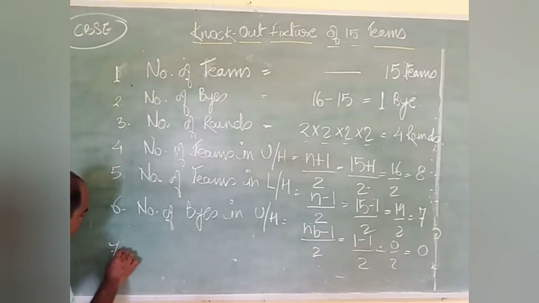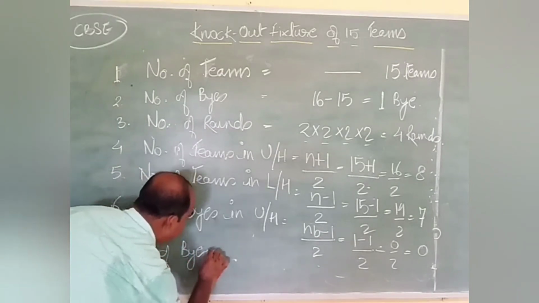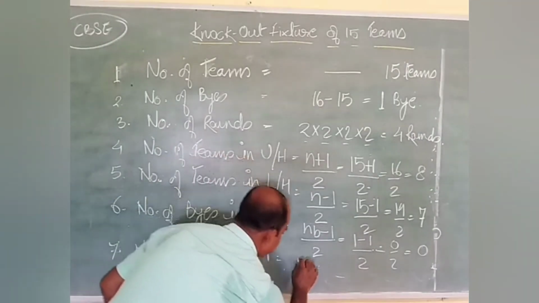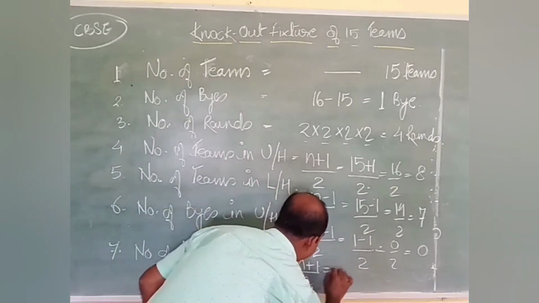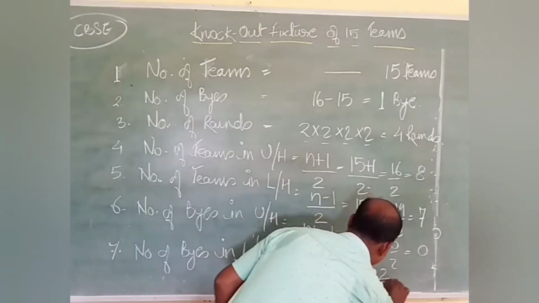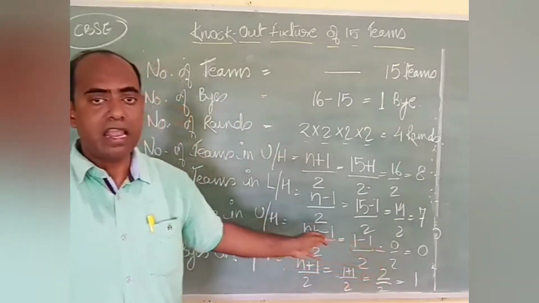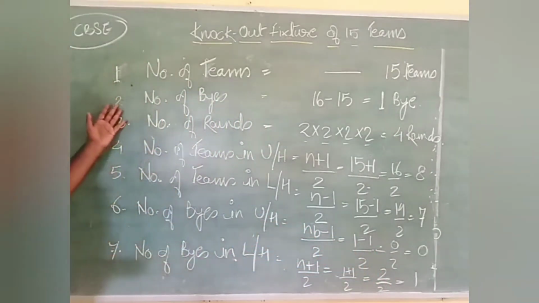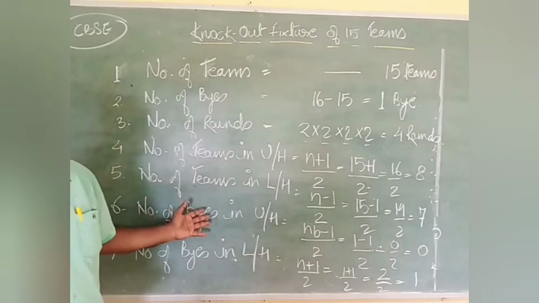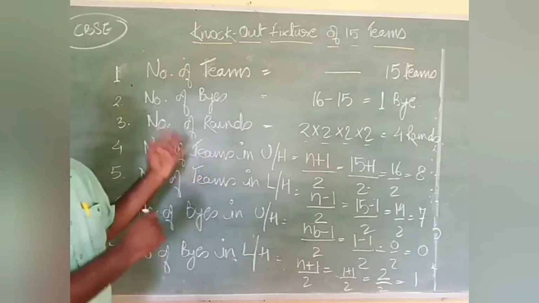Number 7, number of byes in the lower half. Here n plus 1 by 2, so 1 plus 1 by 2, 2 by 2 is 1. So only one team will be getting a bye in the lower half. I hope it is clear to all of you. You can take a screenshot and note it down in your copy. And because there is no space, I will rub this one and I will make the fixture.